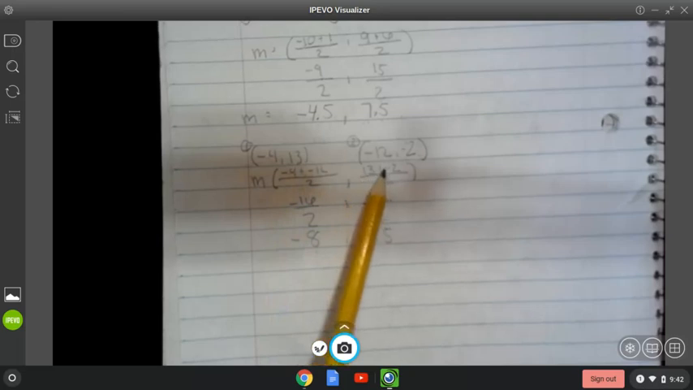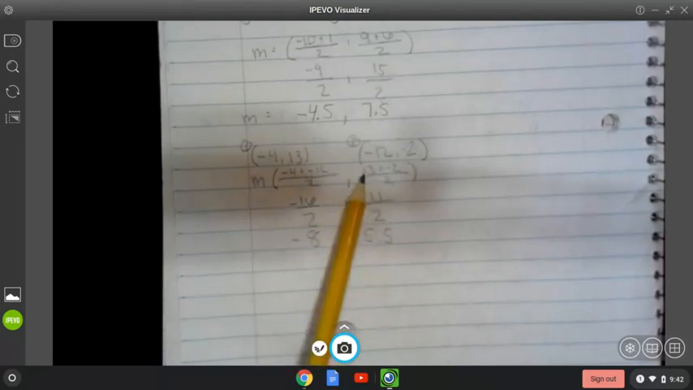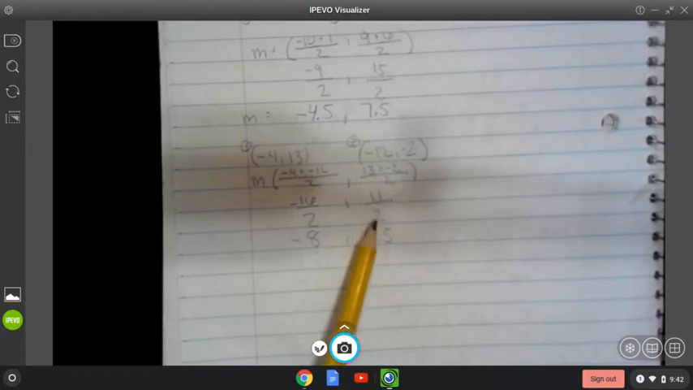13, plus y2, which is negative 2. Both of those are going to be divided by 2, and now we're going to just solve out. Negative 4 plus negative 12 is negative 16. 13 plus negative 2 gives us 11.